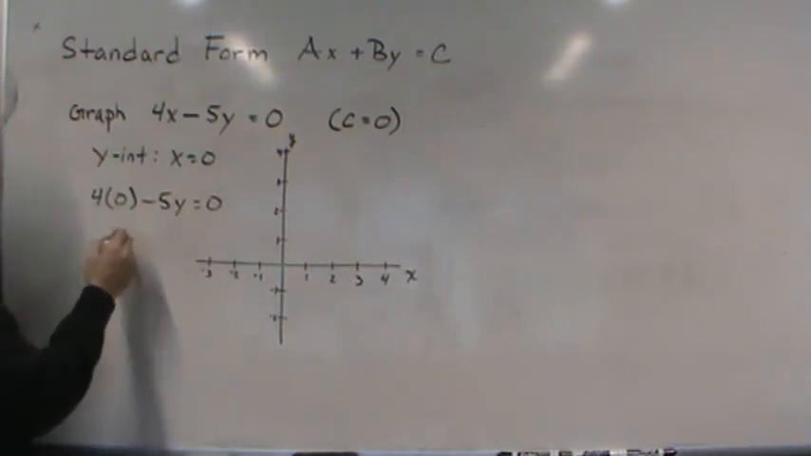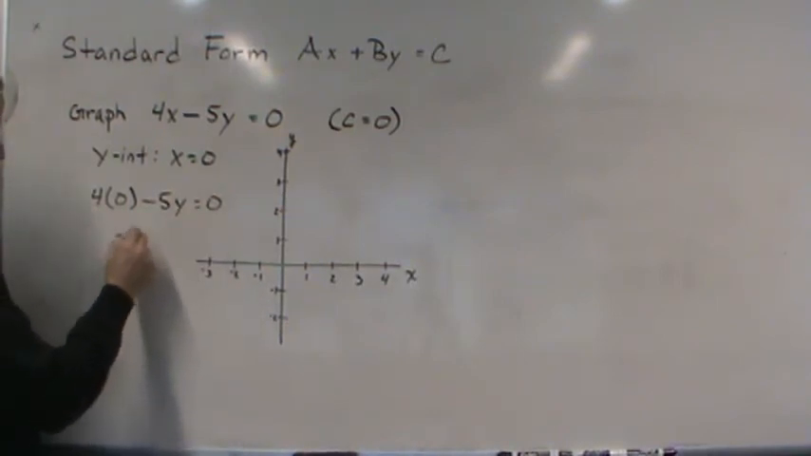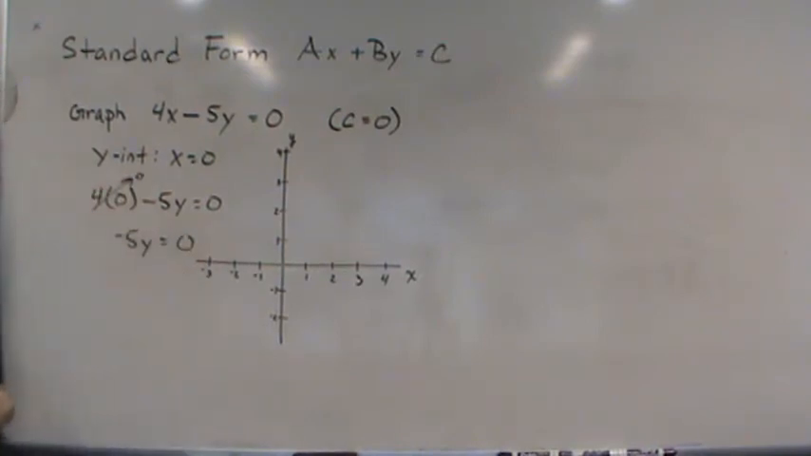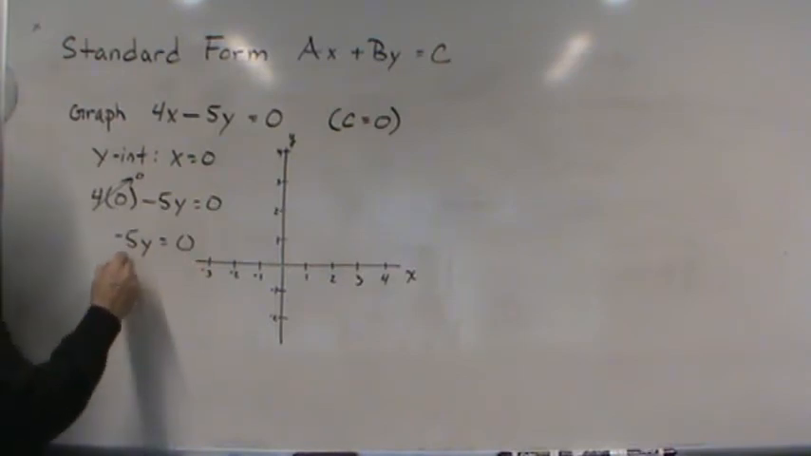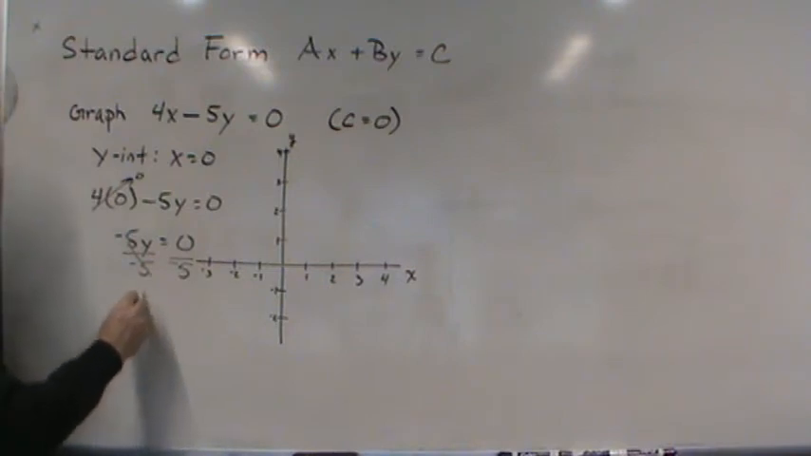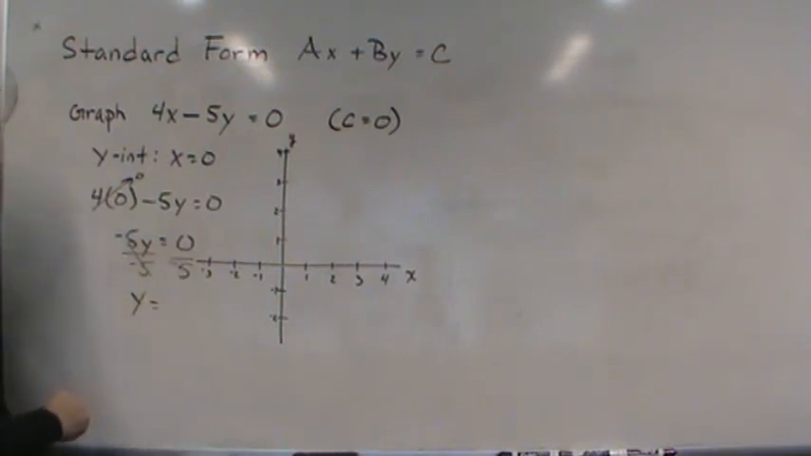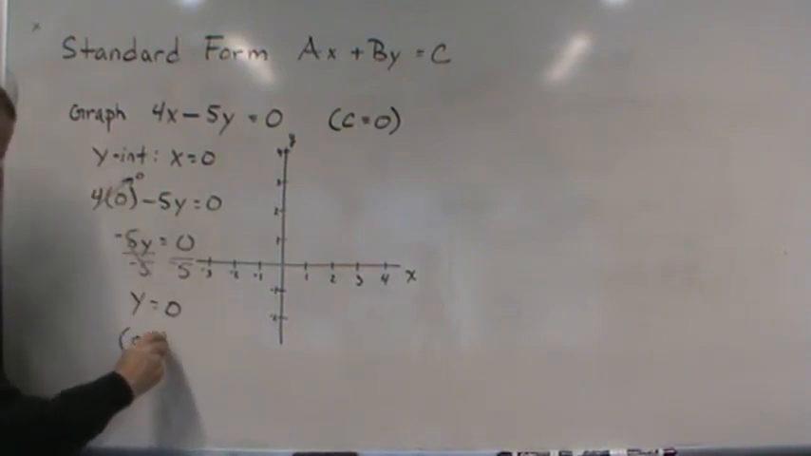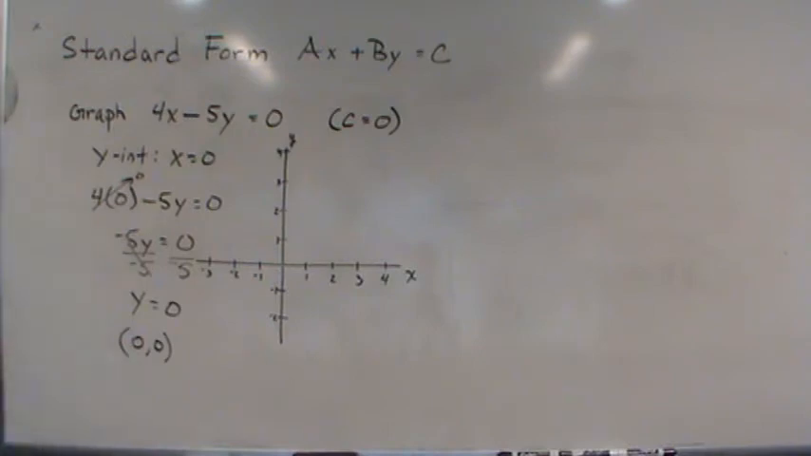Well, that's going to give us negative 5y equals 0, because this is just 0. So y equals 0 divided by negative 5, which is 0. So guess what? The y-intercept is right through the origin. Now, since this is a straight line, this is also going to be the x-intercept.